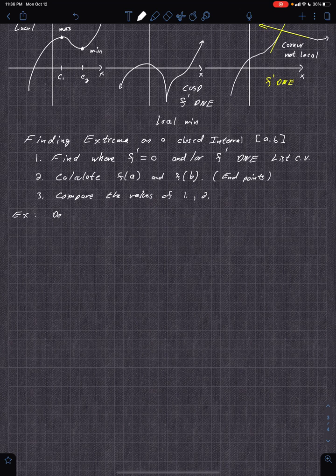So determine, this is actually a good question. Determine extrema or extremum on the interval -1 to 1 for f of x equal to x cubed. There's a very specific reason why I wanted to do this one.